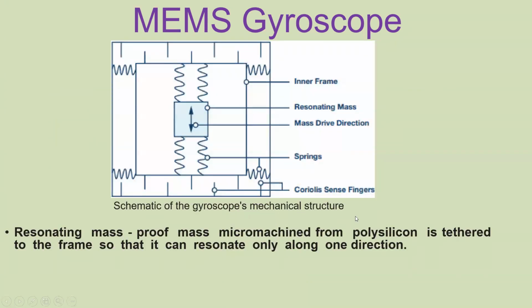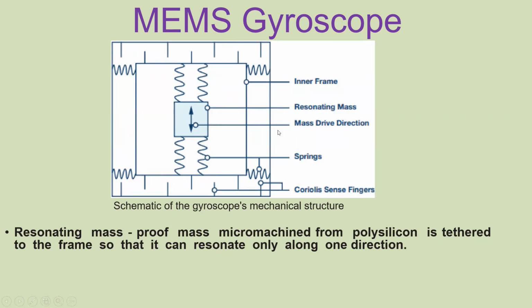In a micro electromechanical system, it is on a very small scale and moving and electrical parts are involved. If you remember the MEMS accelerometer, you had a similar kind of thing. You had a mass and you had the springs, right? So we will see how this micro electromechanical MEMS gyroscope functions.